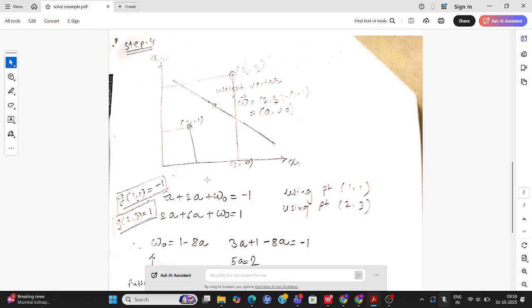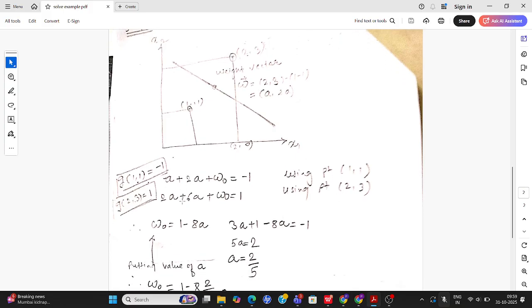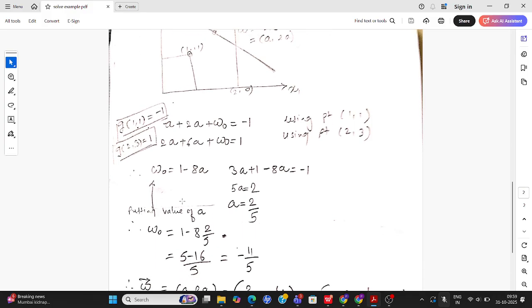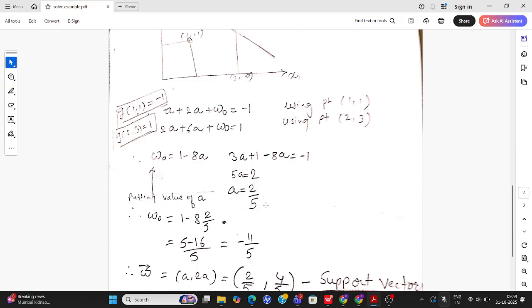Here there are two samples, like you have point 1 and this is your point 2, or sample 2. Based on these two samples, you first identify the equation, and you put this as (1, 1) and this as (2, 2, 3), and based on that you represent it in the form of an equation. The equation is a plus 2a plus w0 is equal to -1. Similarly for the other point you get this equation, and based on these you get the value of a, that is 2 by 5.